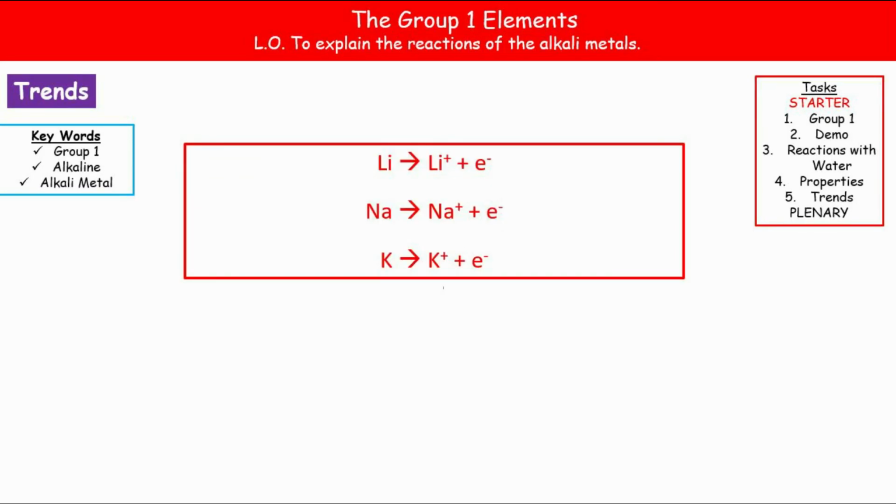Let's make sure we got those right then. So lithium is Li, makes Li+ plus e-. Sodium is Na, makes Na+ plus e-. And potassium is K, makes K+ plus e-. So give yourself a mark out of 3 for those.